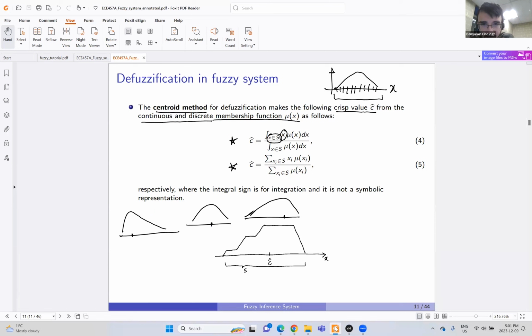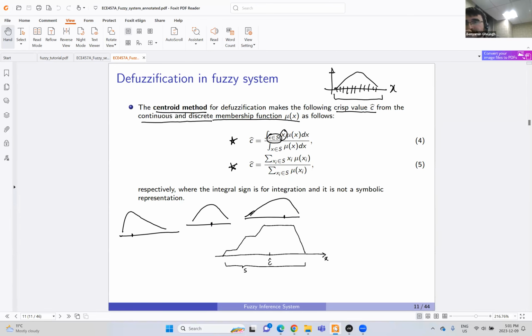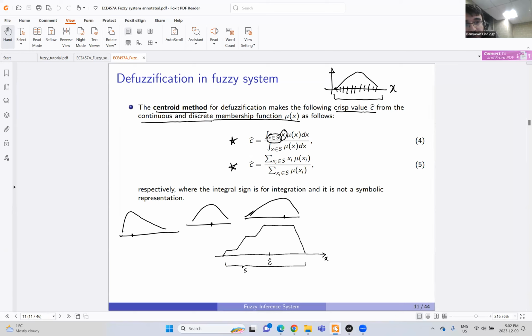centroid method? So both centroid method and bisector of area need integral. We need to calculate integral. Let's do it as it is here in our case. The membership function is piecewise linear. Calculation of integral is very easy. So what is centroid method?